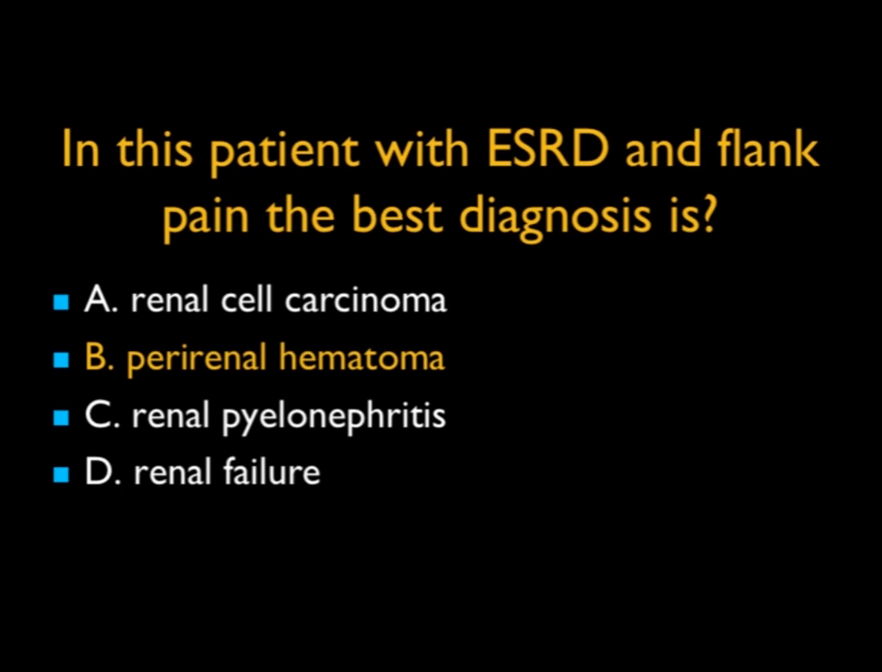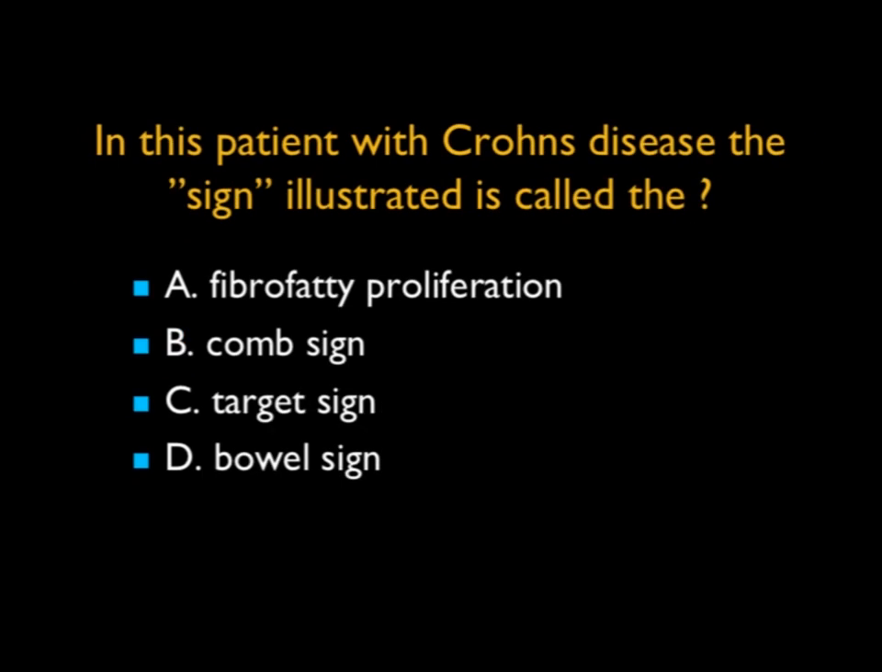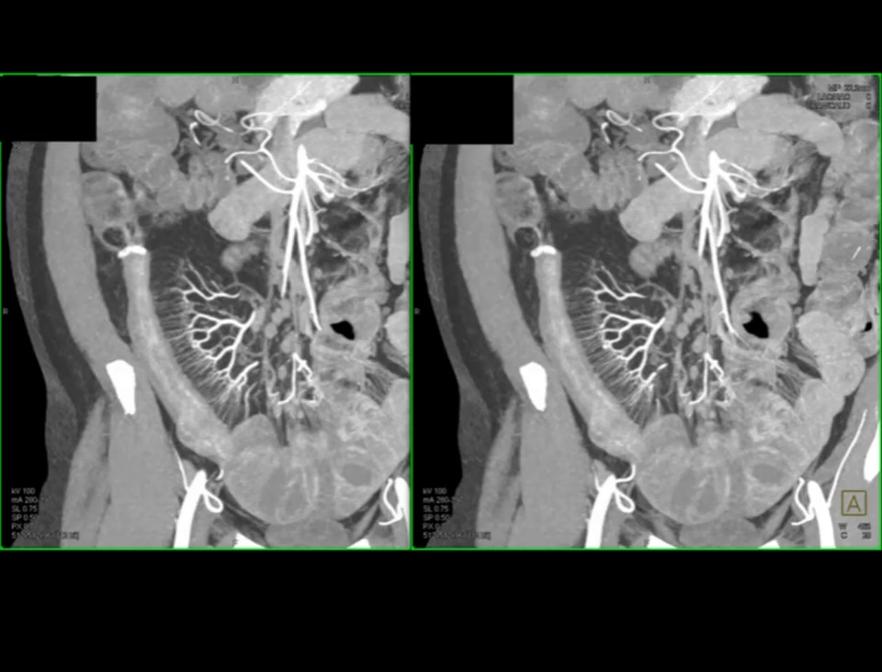In this case, I ask you in a patient with Crohn's, what sign is illustrated? Crohn's has a lot of signs, but this is the sign. This is like the sign from, what was that movie? Not Saturday Night Live. One of those movies. But you see, it looks like a comb. Look at the prominent vasa recta. That means the patient has Crohn's disease and it's active disease.